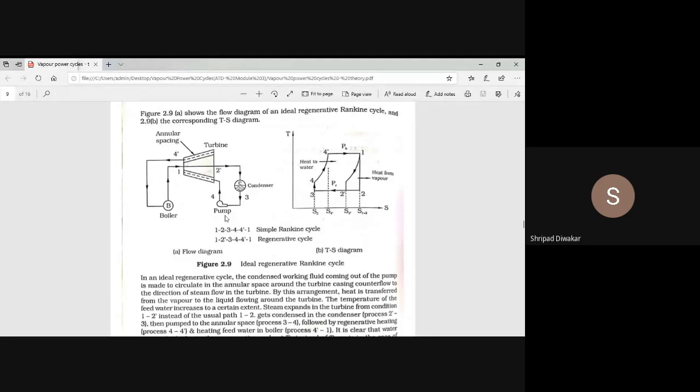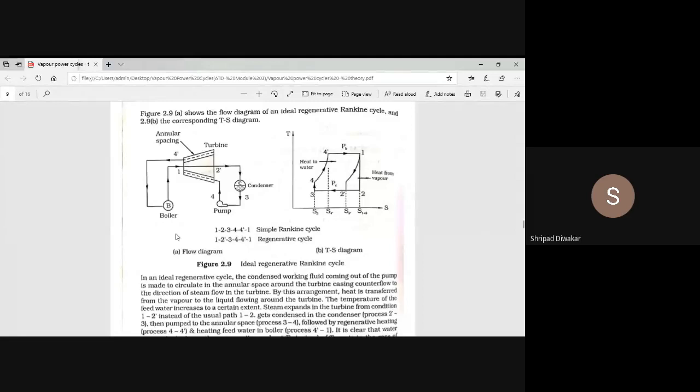In this case, remember it is the ideal, not the actual regenerative cycle. First I am explaining the ideal, and further I'll explain the practical or actual regenerative cycle. Regeneration means you add the turbine casing. In the turbine casing, water flows and comes in contact with the steam. Whenever the water comes in contact with the steam, heat transfer takes place between the water and steam, and that heated water directly enters the turbine. That is the concept behind the regenerative cycle.